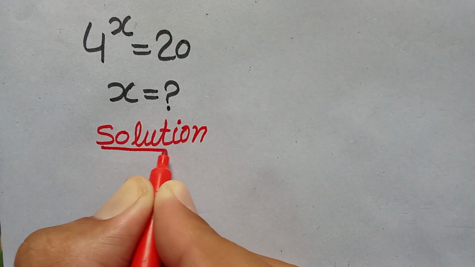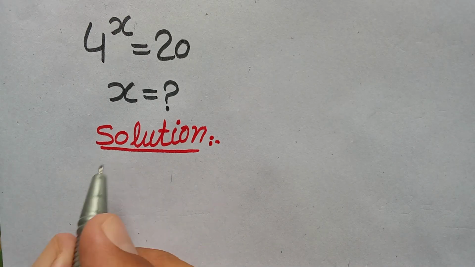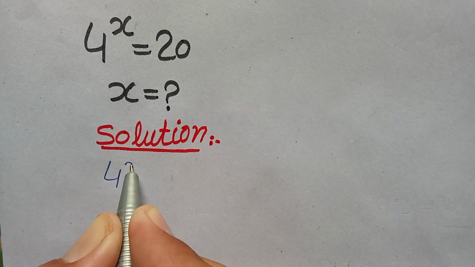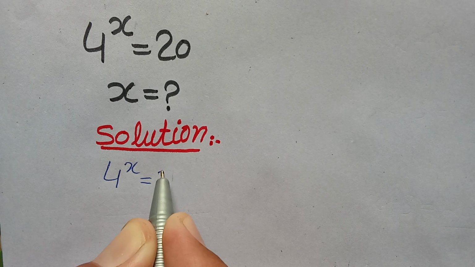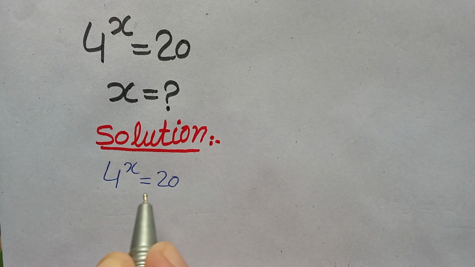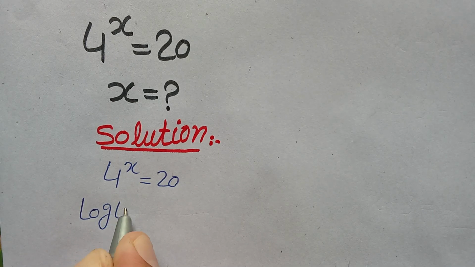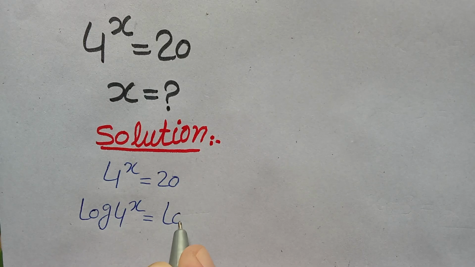So, let's start the solution of this question from here. Firstly, I can rewrite the question here, which is 4 to the power of x is equal to 20. This is an exponential equation, so we can apply logarithm on both sides. Log 4 to the power of x is equal to log 20.